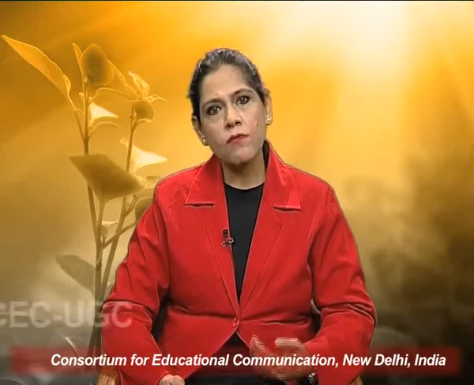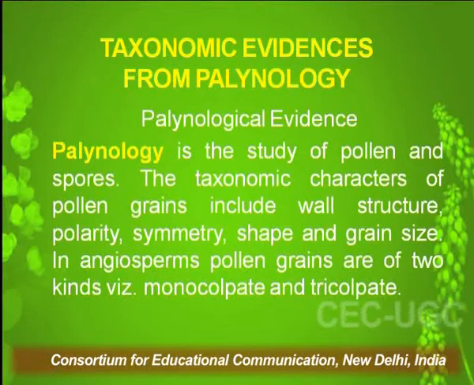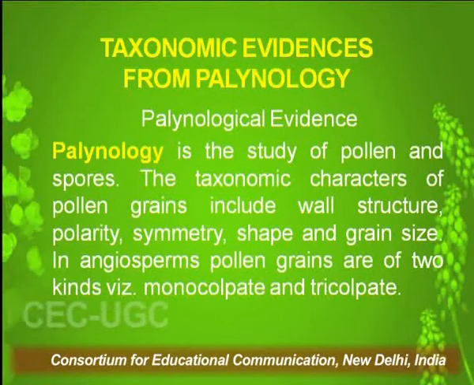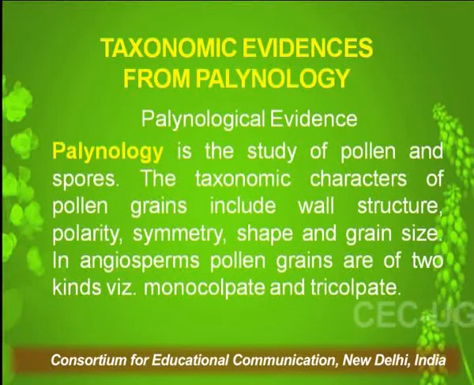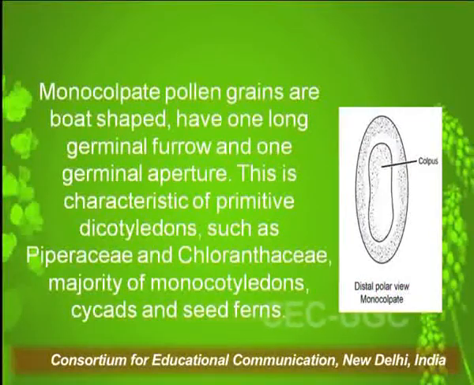Now, I will move on to the taxonomic evidences from palynology, but before that, we shall understand what is palynology. It is the study of pollen and spores. The taxonomic characters of pollen grains include the wall structure, the polarity, symmetry, shape, and grain size. In angiosperms, pollen grains are of two kinds, that is, monocolpate and tricolpate.